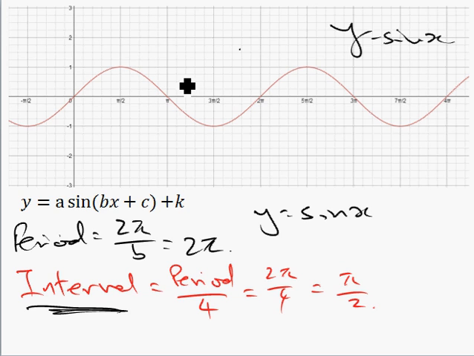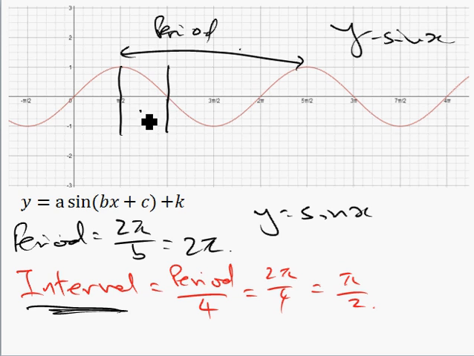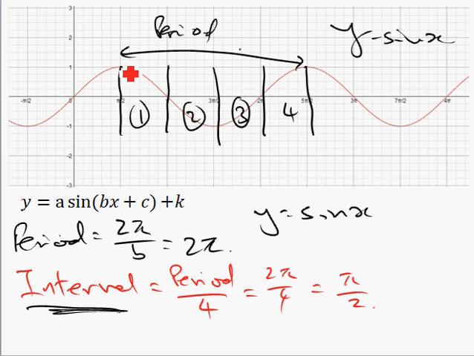If the period is from the highest point to the highest point, notice that if I take this graph and split it into 4 equal portions, what do I get? This is 1, this is 2, this is 3, and this is 4. And you notice that the interval always goes from highest point to 0, or 0 to lowest, or lowest to 0, or 0 to highest.